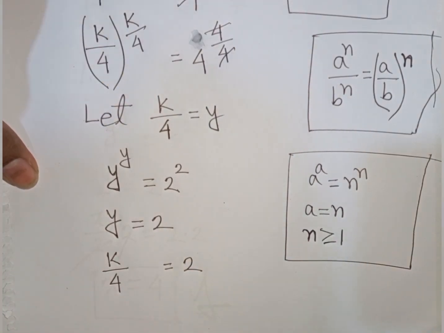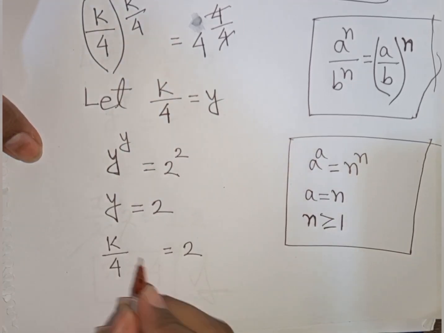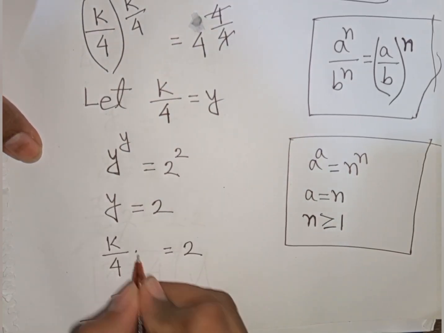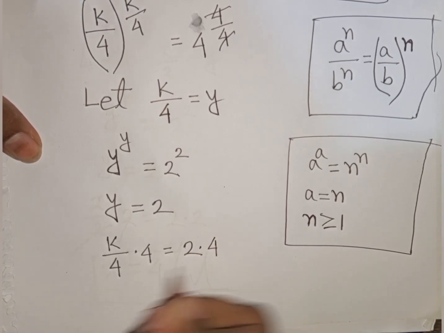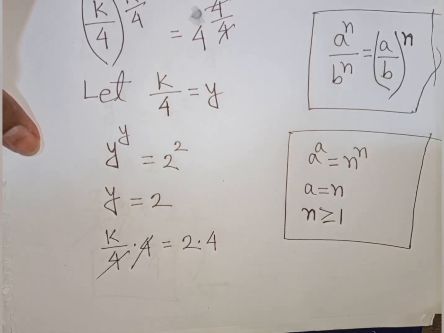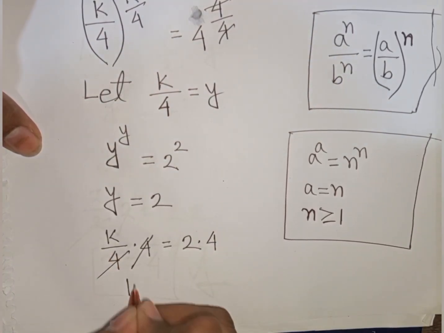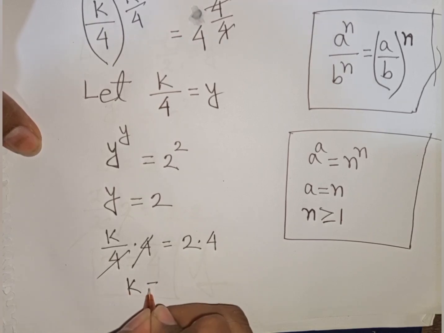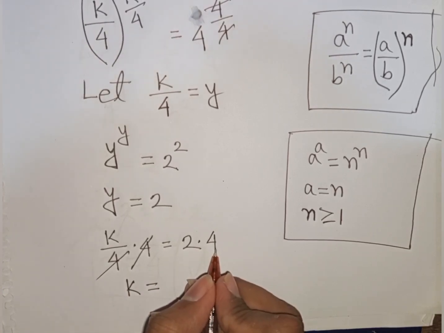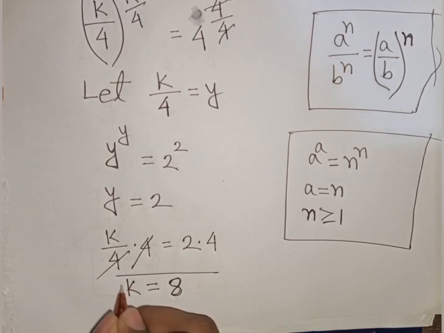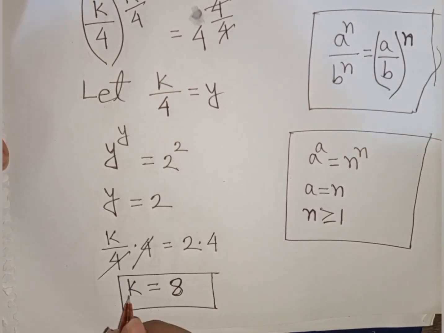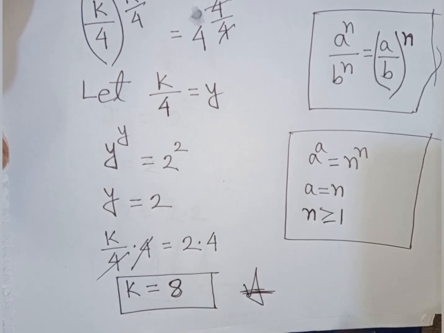Now we need the value of k. So we multiply by 4 on both sides, so this 4 will be cancelled. So we have k is equal to 2 multiplied by 4, that means 8. So 8 is the value of k, and this is our final answer.